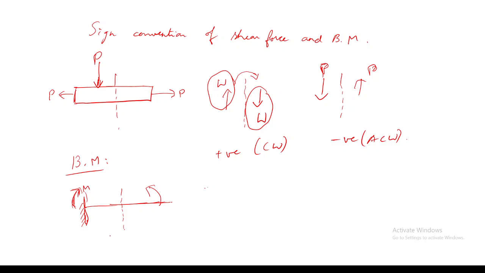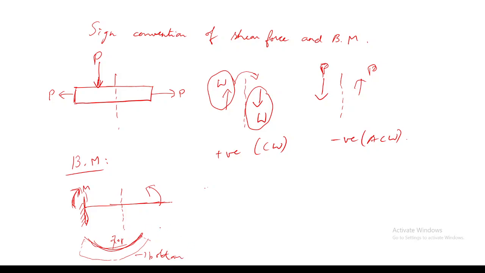Which means you are getting a shape like this. Sagging. So in this, what will happen to the top fiber? This is the top fiber. For example, if I am drawing like this, and this is the bottom fiber.